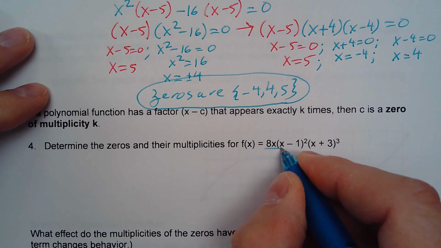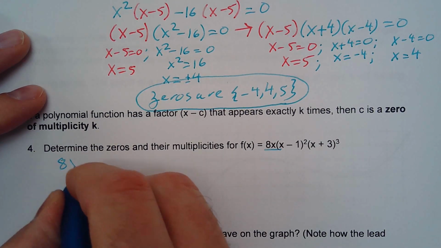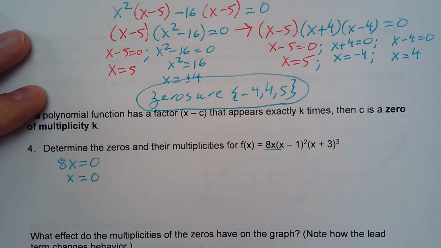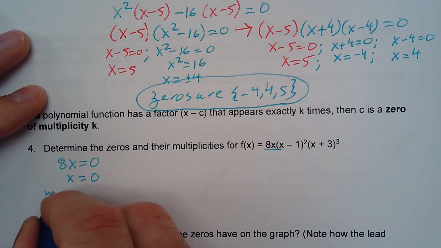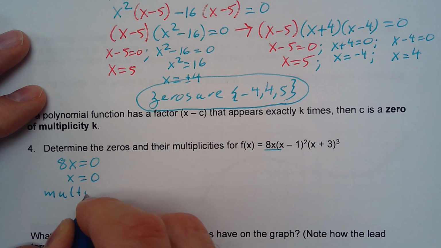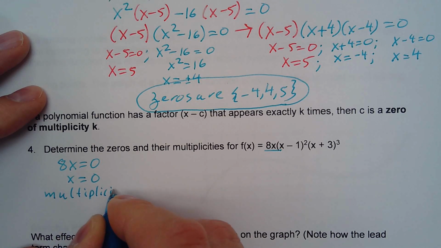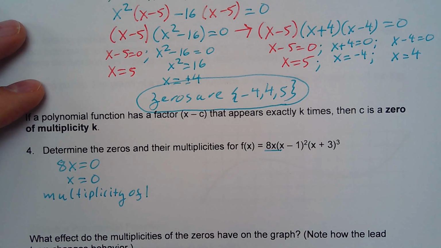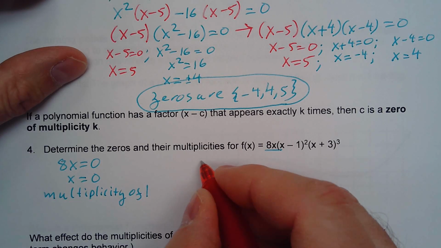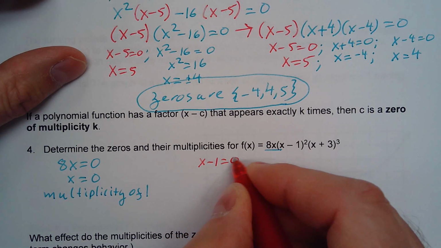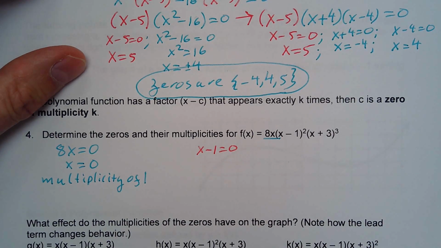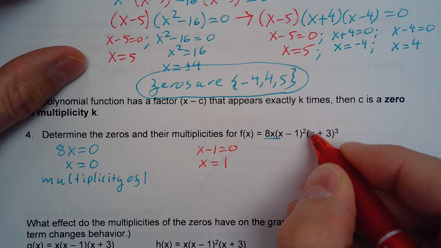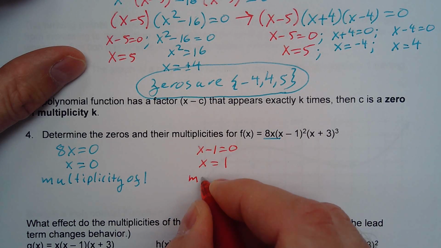So I'm going to first look at the 8x. 8x equals 0, dividing both sides by 8, gives me x equals 0. And that'll be of multiplicity 1. Second one, x minus 1 equals 0. Add 1 to both sides, that gives me x equals 1. Now my power here was 2, so that's going to have multiplicity 2.